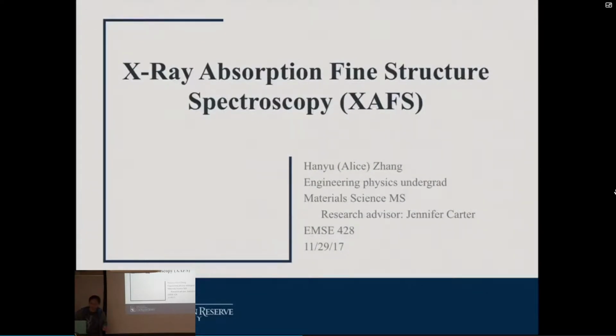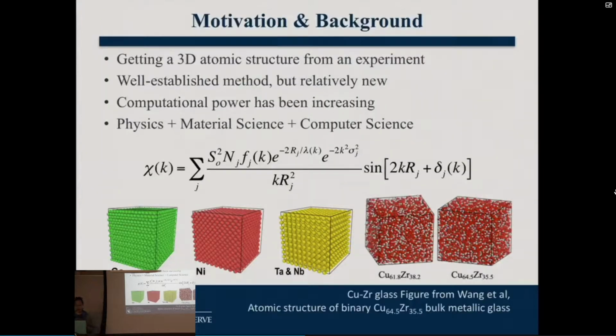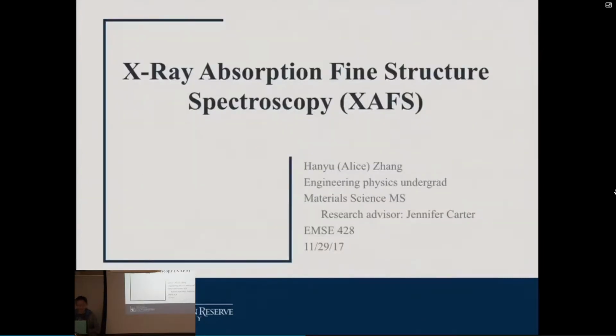Okay, so hey guys, I'm Alice, and I'm a senior engineering physics major, and I'm actually doing the material science BSMS, which is why I'm in 428 and not in 328. But I wanted to talk a little bit more about a theoretical aspect of material science, this X-ray absorption fine structure spectroscopy thing, or XAFS spectroscopy. And so throughout the presentation, I'm going to be referring to it as XAFS.